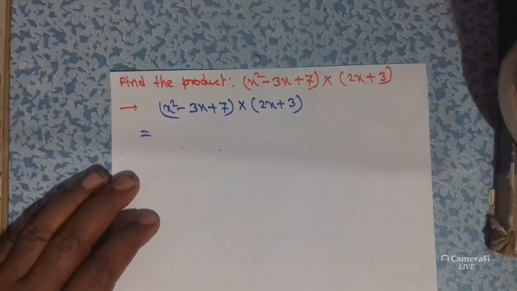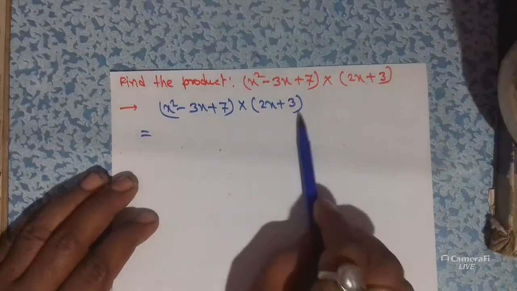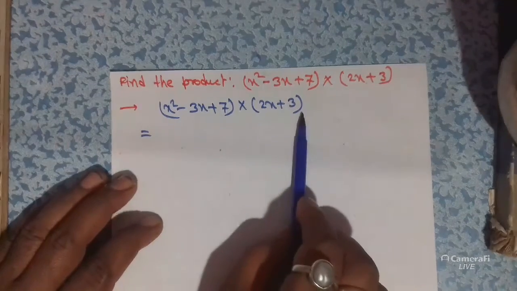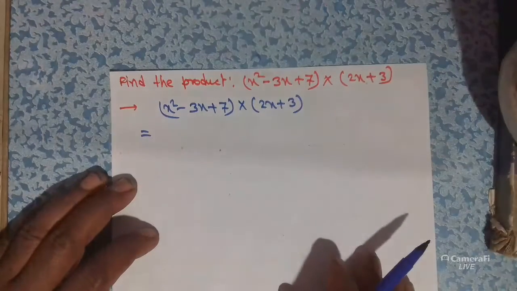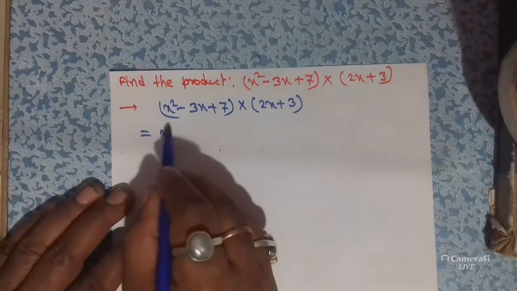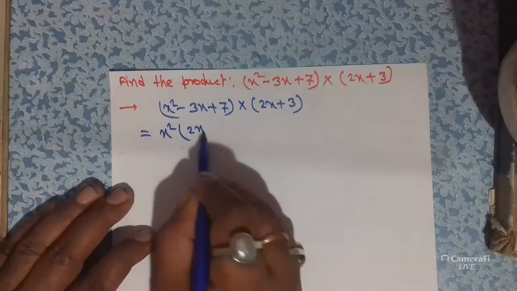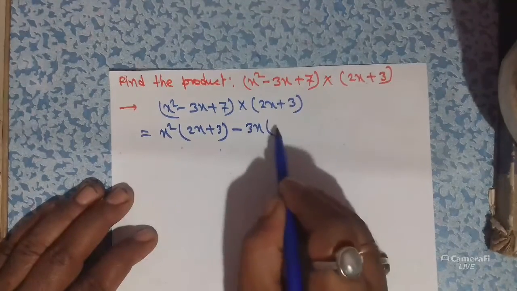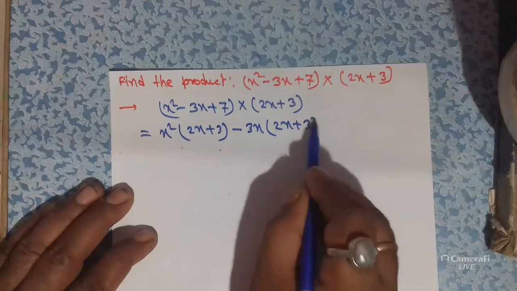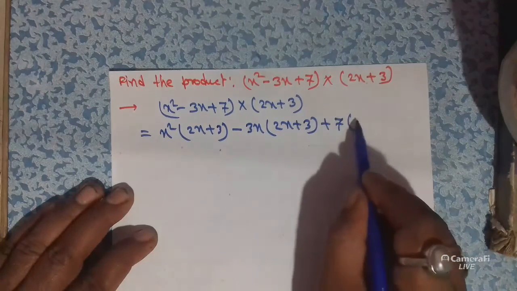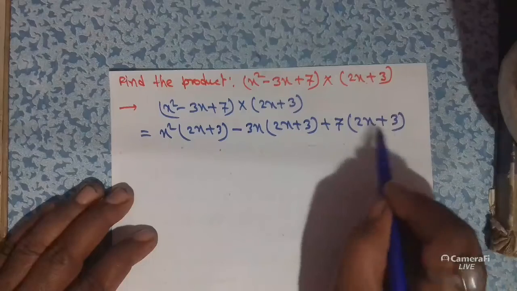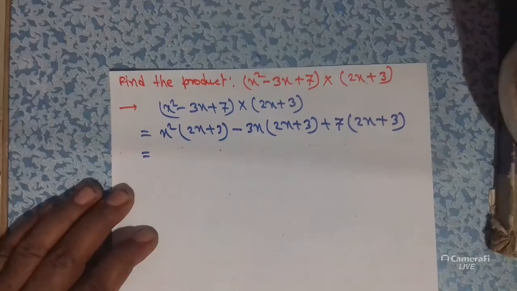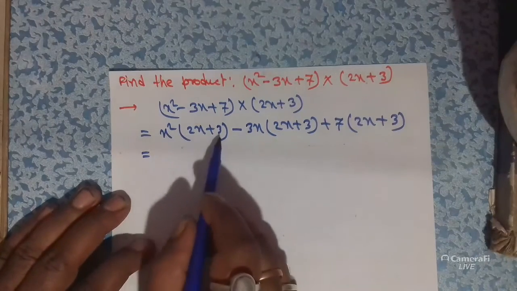Now students, at first we have to multiply x square with 2x plus 3, then minus 3x with 2x plus 3 and plus 7 with 2x plus 3. So we have to write in this way: x square multiply 2x plus 3, then minus 3x with 2x plus 3 and then plus 7 with 2x plus 3. I hope you understood. Now after this we have to multiply x square with 2x and x square with 3.